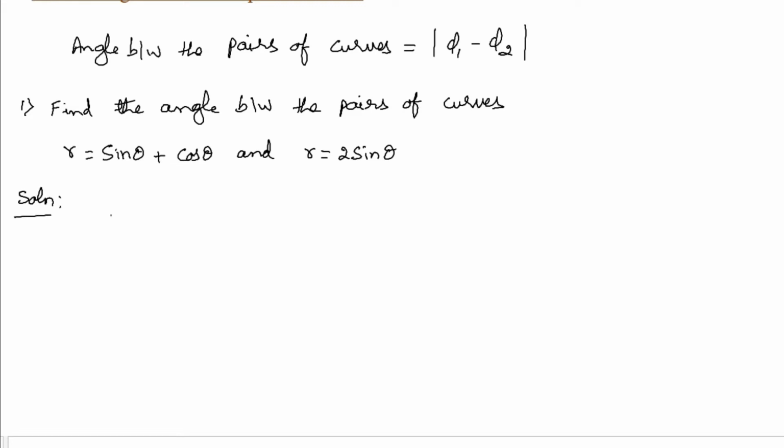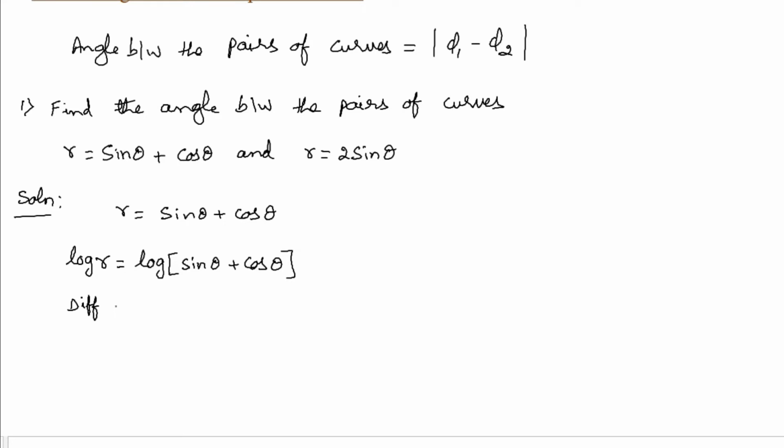So let me consider the first curve, r is equal to sine theta plus cos theta. Let me take log on both the sides. If we take log on both the sides, we'll be getting log of r is equal to log of sine theta plus cos theta. So let us try to differentiate this with respect to theta.